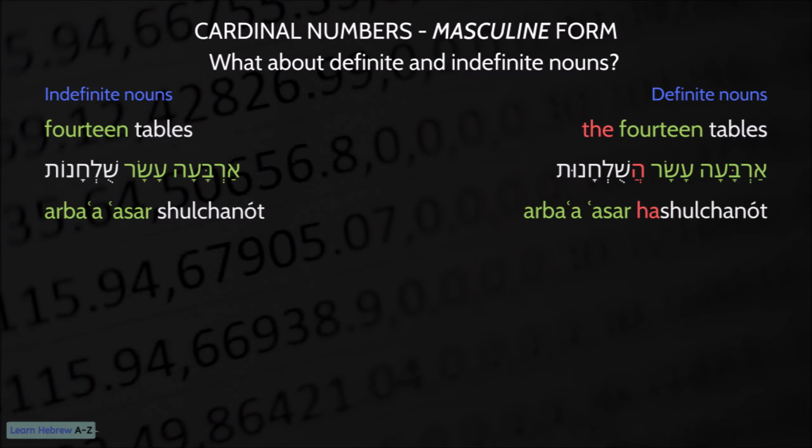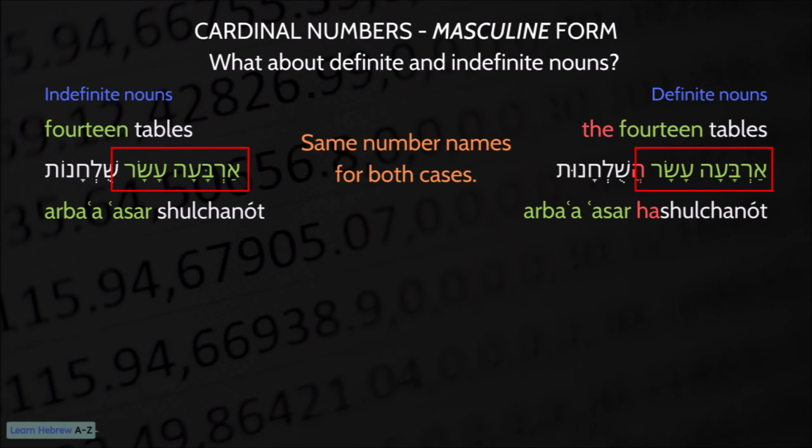Indefinite noun. 14 tables is 14 שולחנות. Definite noun. The 14 tables, in Hebrew, 14 השולחנות. Can you see the ha added to the word שולחנות in the definite noun example? That is the definite article. No need to change the number name as we do with the numbers 1 to 10. It stays the same for the definite and indefinite form.